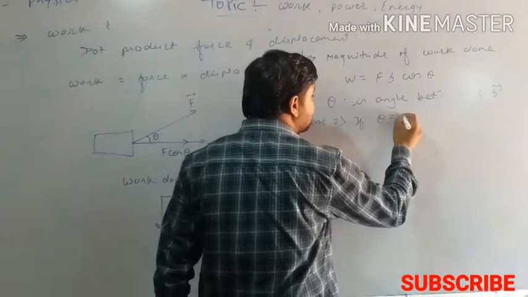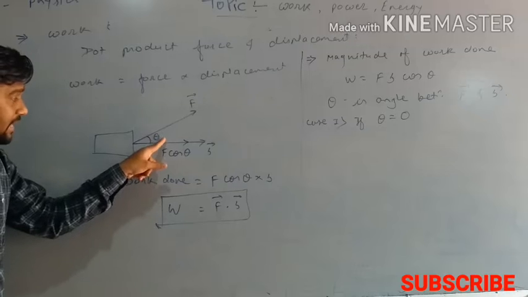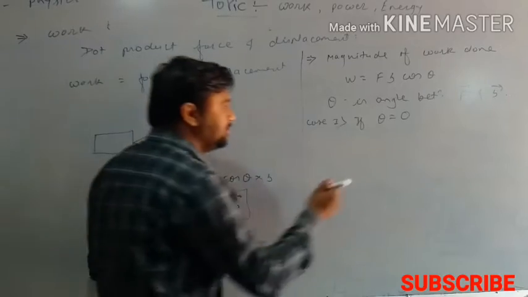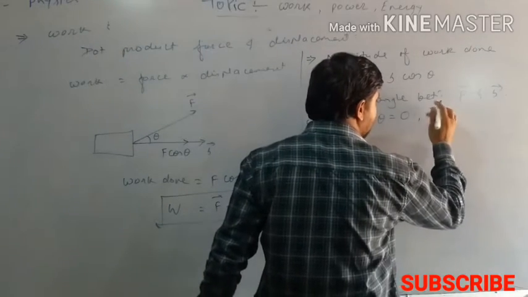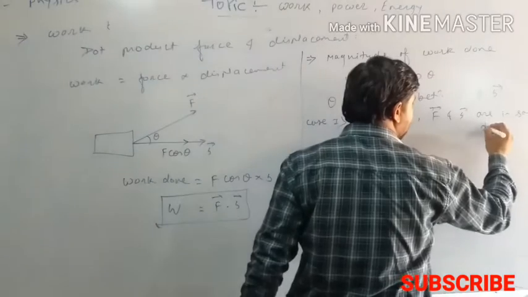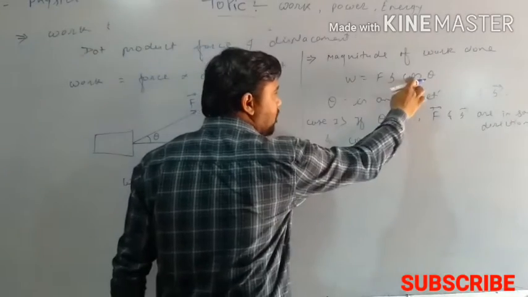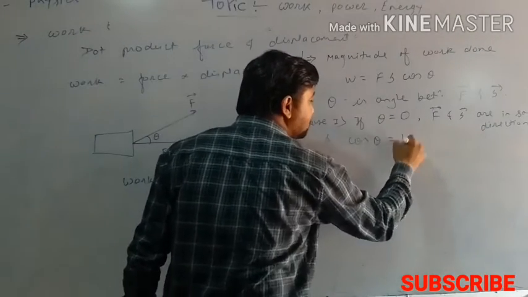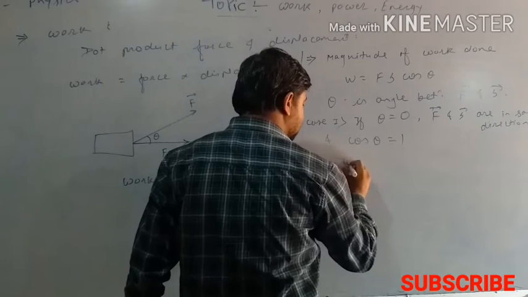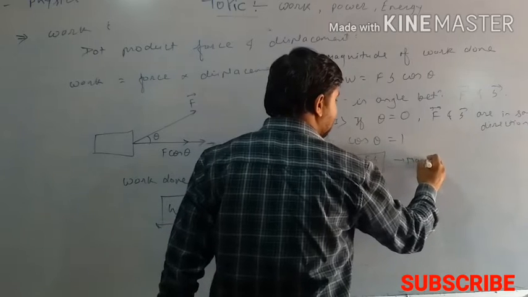If theta is equal to 0, then look at this diagram. If theta is equal to 0, then the direction of force and direction of displacement is in the same direction. Theta equals 0 means F bar and S bar are in the same direction. एक ही direction में दोनों रहेंगे. So in the equation there is cos theta. Theta equals 0, then cos theta equals 1. That is the value of cos 0. Cos 0 equals 1. So therefore work done equals, simply, the product of force into displacement. This is the maximum work done.